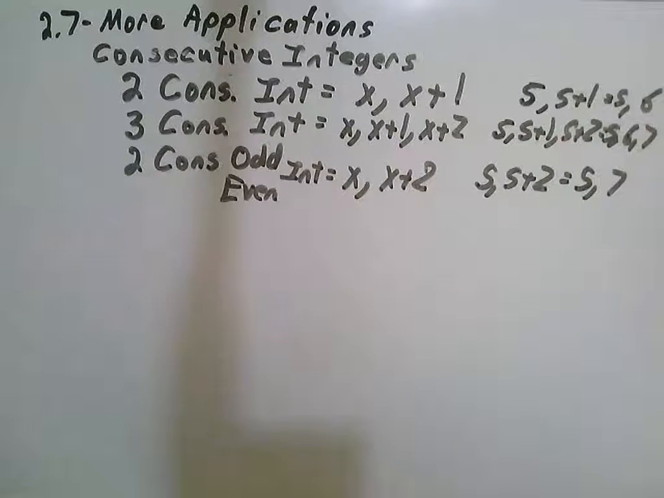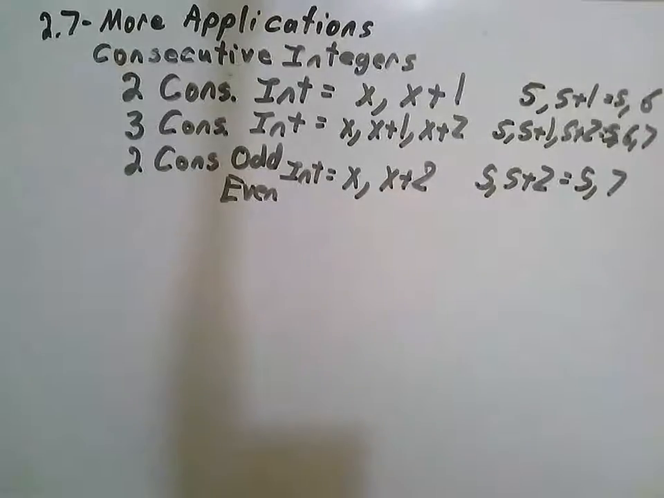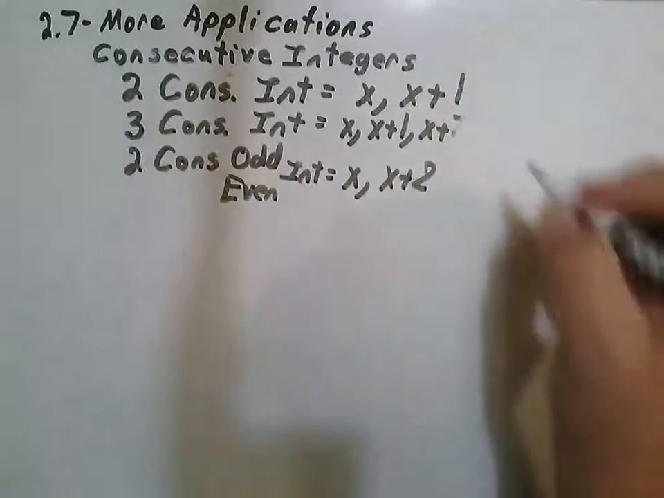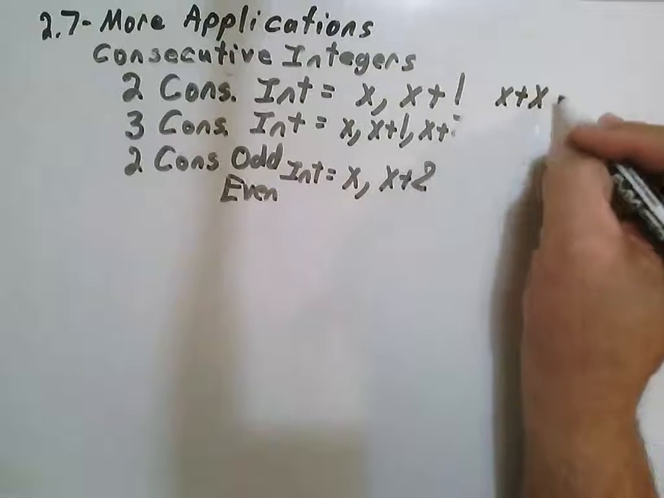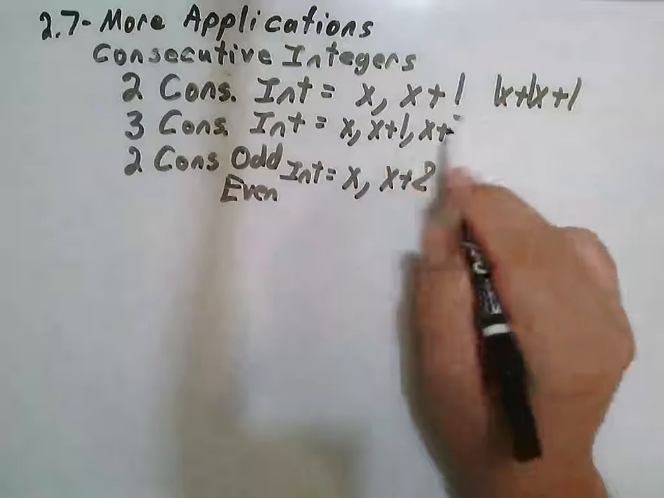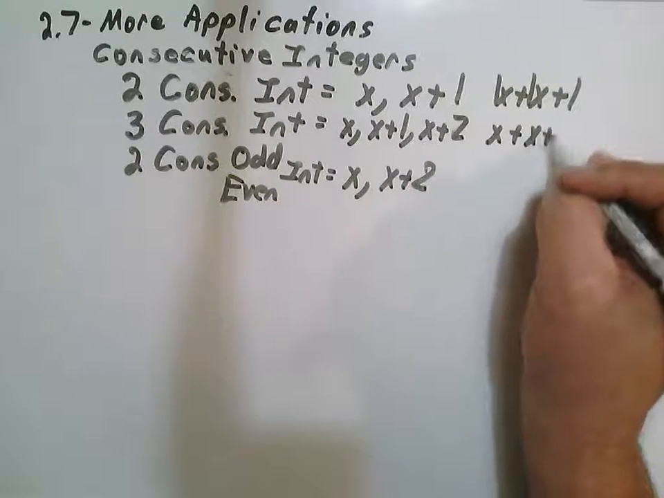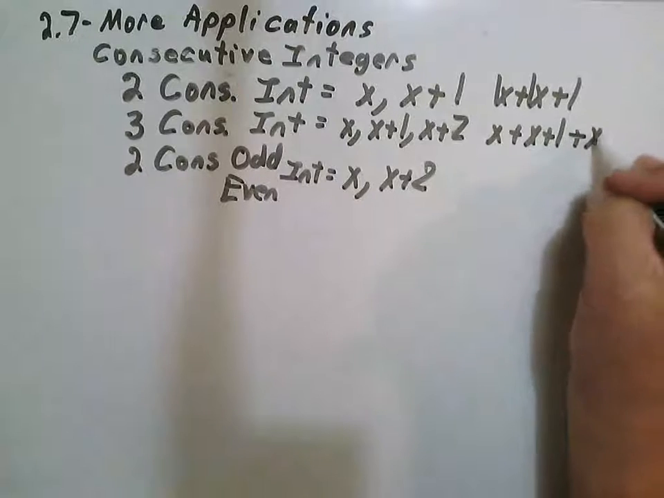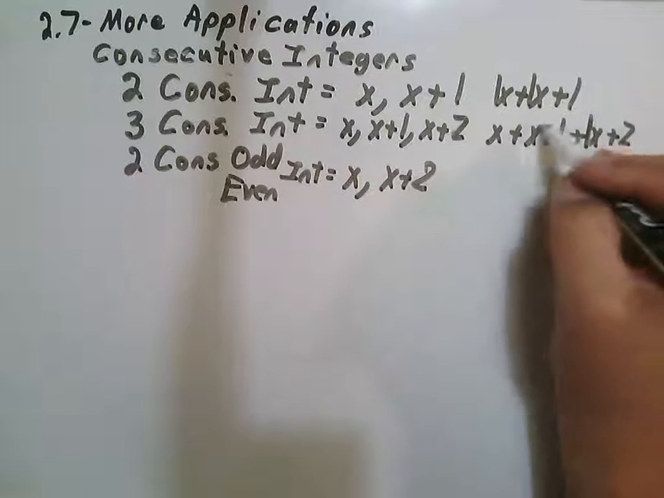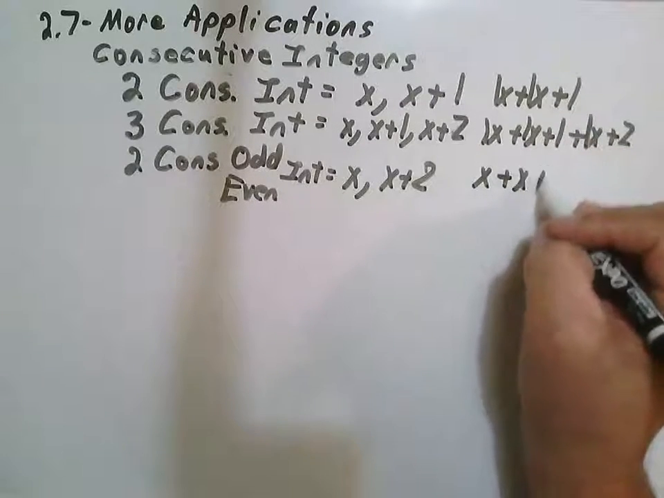Now when I write these out, all I'm doing is adding all these together. So this particular one, if I'm writing these out as just my variables, becomes x plus x plus 1. I'm going to put a 1 in front of these x's. And this one, same thing. It becomes x plus x plus 1 plus x plus 2. Once again, I'm just going to put a 1 in front of these. And then my last one is x plus x plus 2.